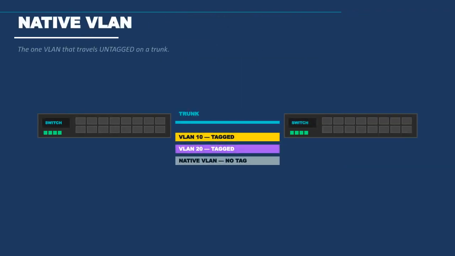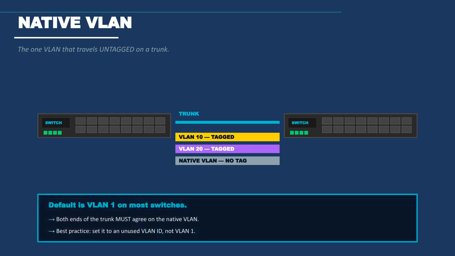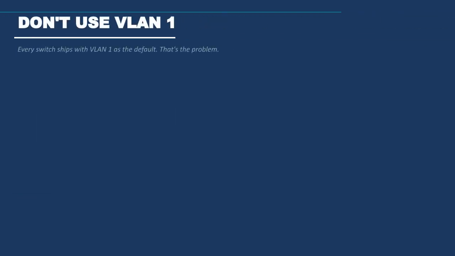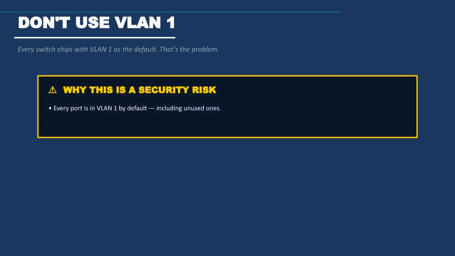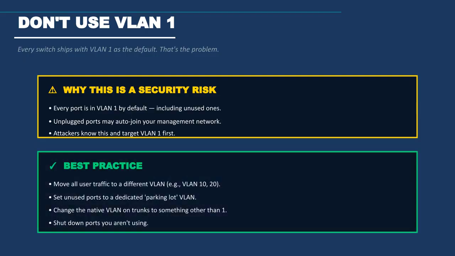The native VLAN is the one VLAN that travels untagged on a trunk link. While the default is VLAN 1 on most switches, it's best practice to set it to an unused VLAN ID for security. You should not use VLAN 1 because every port defaults to it, including unused ones. This is a security risk as unplugged ports could auto-join the management network. Instead, use a dedicated, non-default VLAN for user traffic and shut down unused ports.